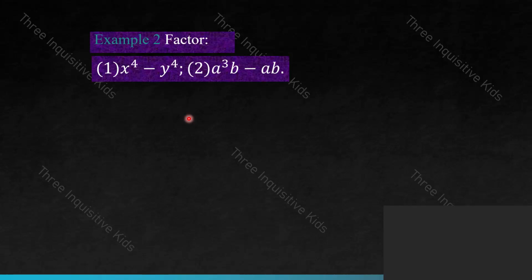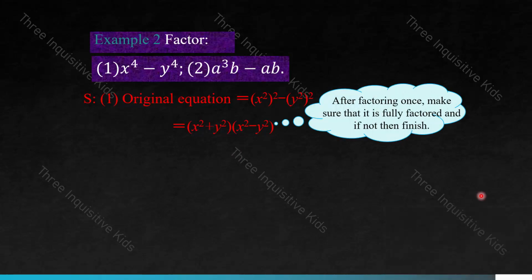Well, as you can see in the first question, instead of squares, we have the variables being raised to the fourth power. But we can just first de-square that, take the square root of that, and have (x squared) squared minus (y squared) squared. So after that, we would have (x squared plus y squared) times (x squared minus y squared). But remember, we can still keep factoring. After factoring once, make sure that it is fully factored, and if not, then finish the factoring process. So we can continue factoring, and our final answer should be (x squared plus y squared) times (x plus y) times (x minus y).